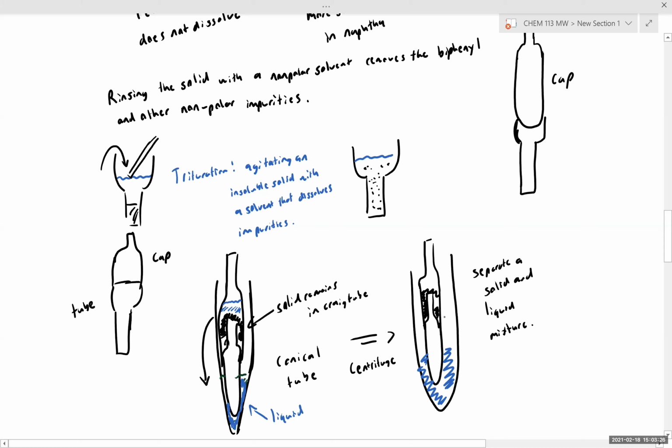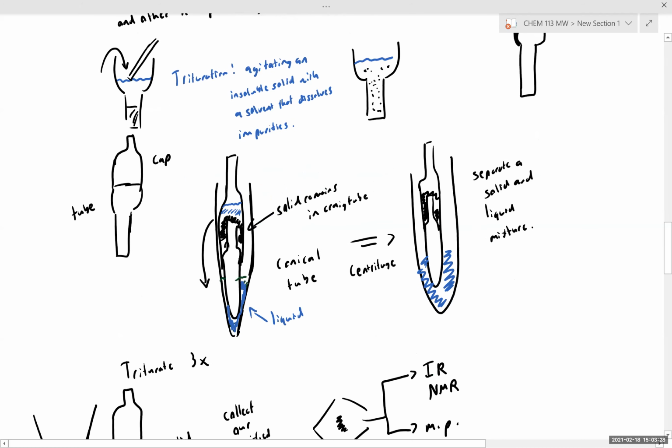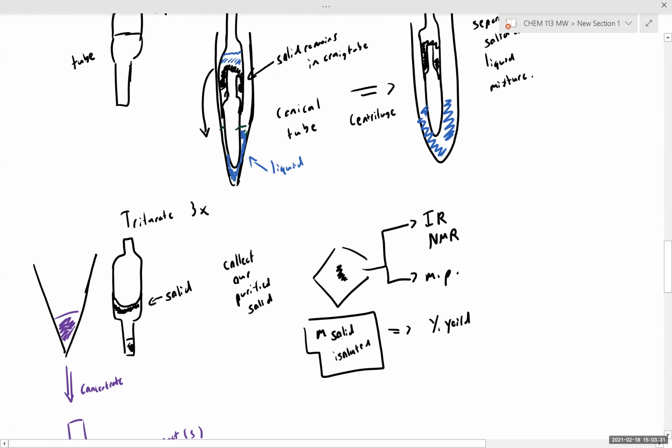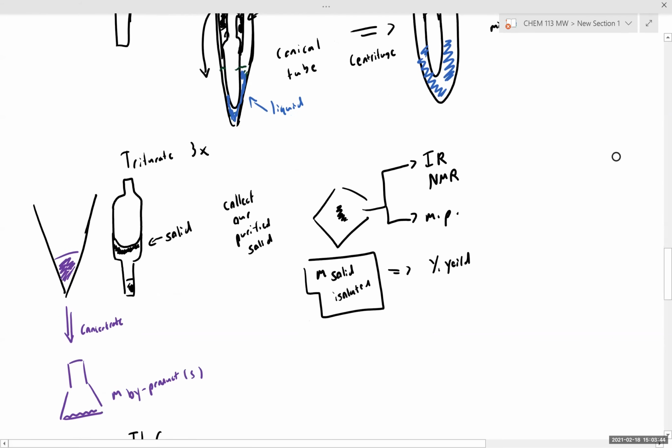So we're going to repeat this process for a total of 3 times. And at the end of this process, we're going to be left with our cap with a large amount of solid deposited and our corresponding liquid layer. The liquid layer will be concentrated and the mass will be used to determine the mass of the byproduct, or byproducts to be exact. The solid is purified triphenylmethanol.